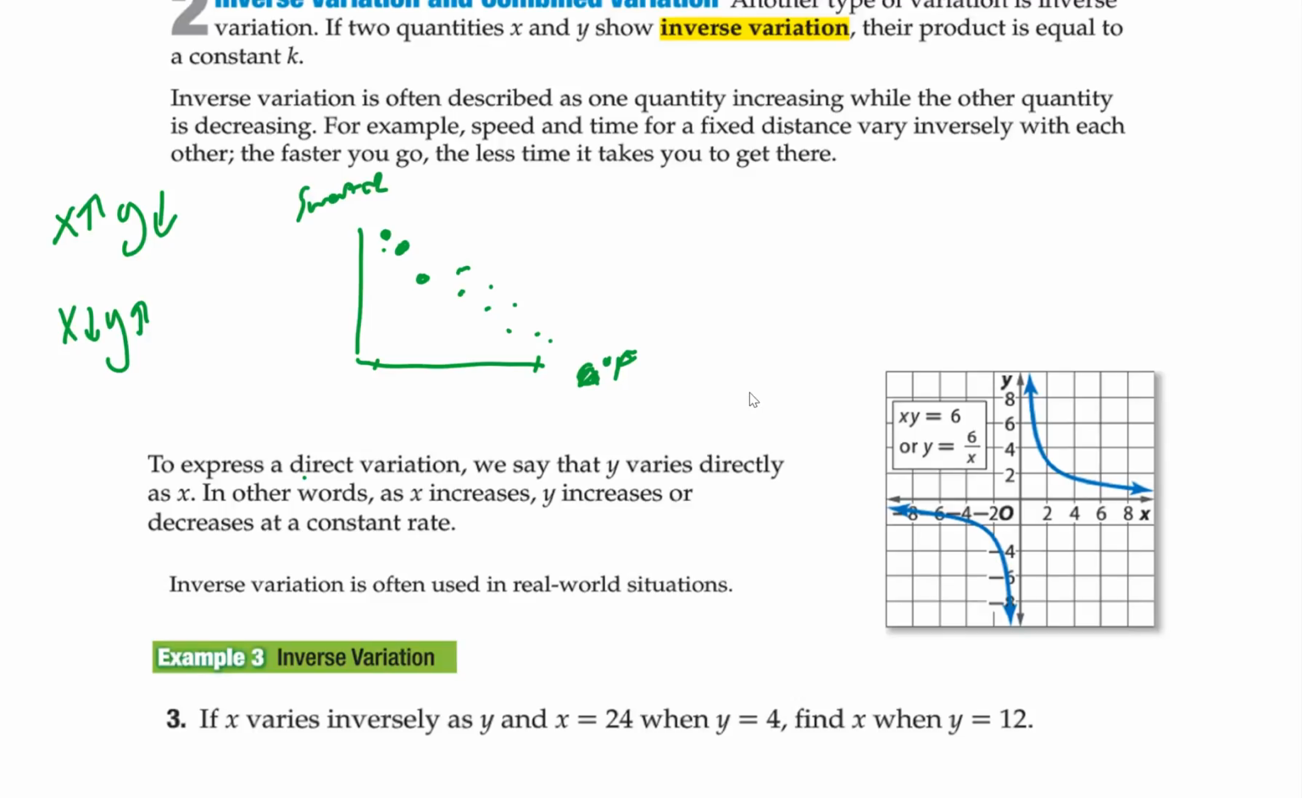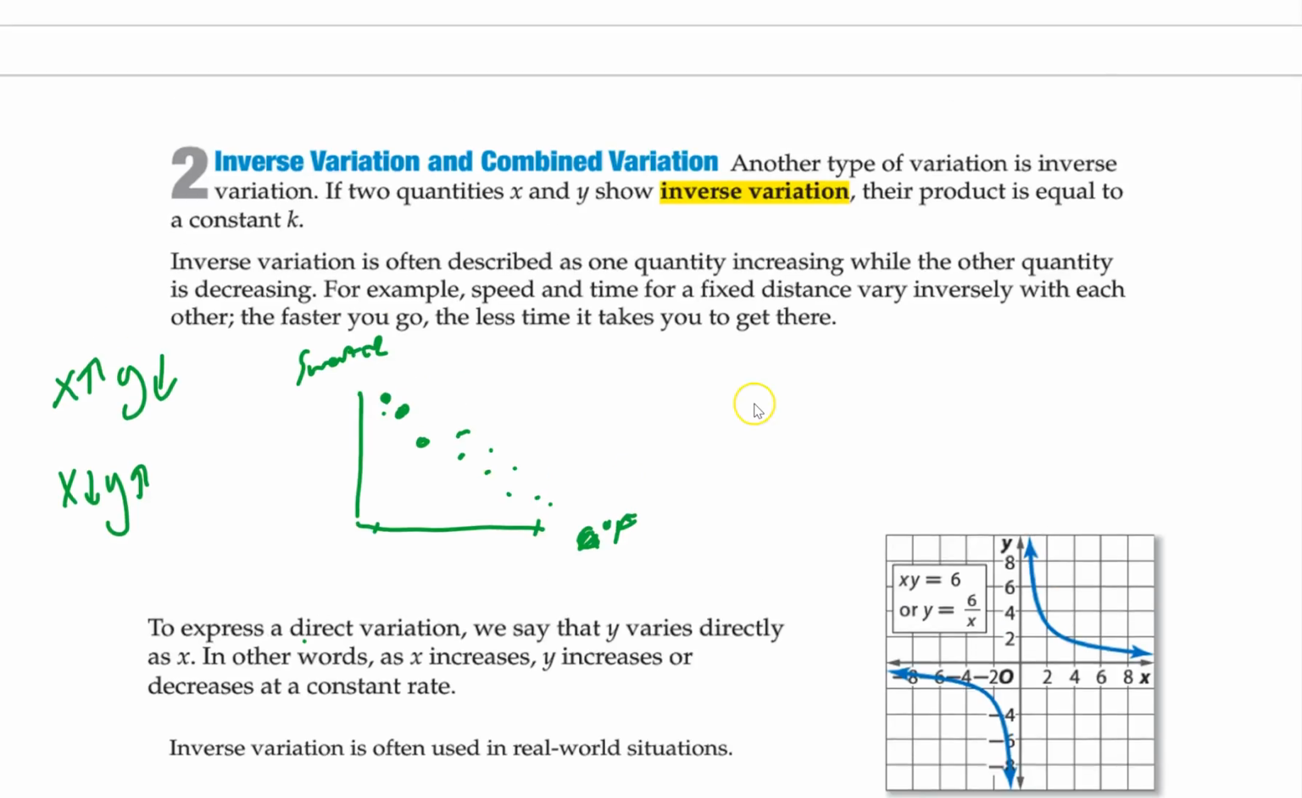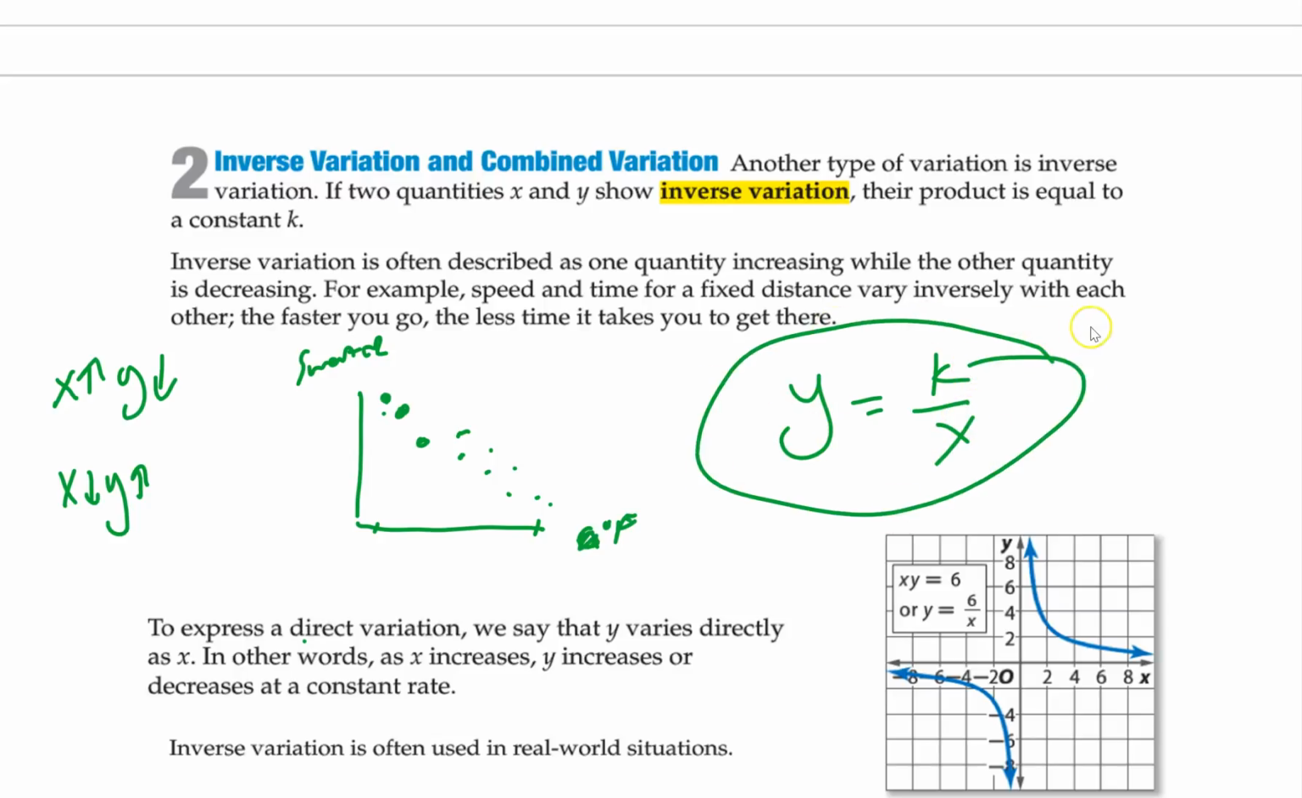And how do we solve it? Well, the equation is a little different. Since it's inverse, as one goes up, the other goes down, the equation is y equals k over x. In this case, as y goes up, your x goes down, and vice versa. So that's an inverse variation. Notice k is always on top. Always. But inverse means you're dividing by it. It's on the bottom.